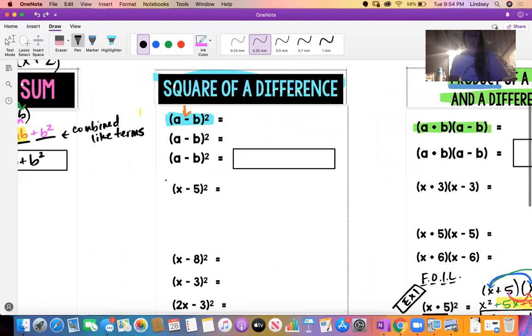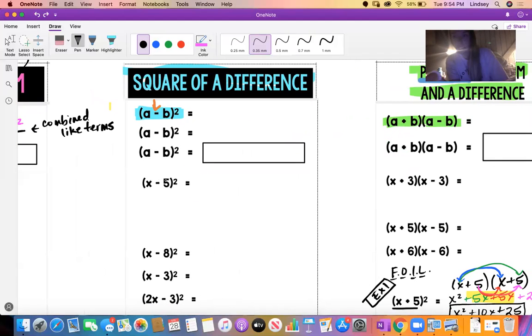All right, so we have the square of a difference here. Same concept, except now we're going to be working with negatives. All right, so we have a minus b squared. So we're going to have a minus b times a minus b. And so I have two polynomials multiplied by each other, so I have to use the FOIL method. First, outer, inner, last. So a times a, that's going to give me a squared.